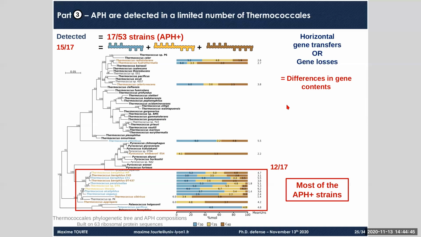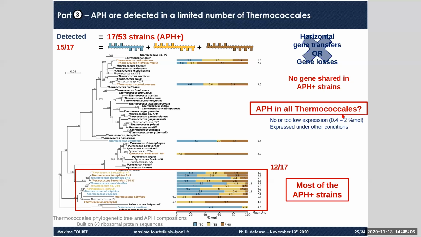But in any case, this should result in differences in the gene content of these species. For instance, we should observe genes that would be specifically present in positive strains and absent from the negative strains. So we looked at the genomes of these 53 strains of Thermococcales, and unfortunately, we couldn't identify any such genes. So we came up with other hypotheses to explain the distribution of these compounds in Thermococcales.